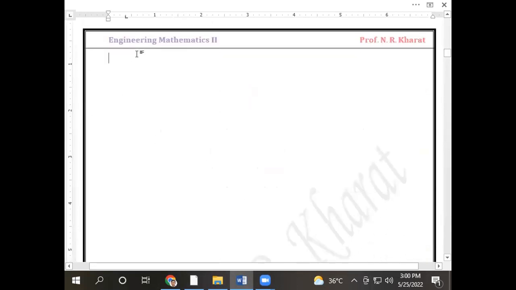Dear student, we know the integration of some standard functions. The integration of e raised to ax dx is e raised to ax upon a plus c, where c is the constant of integration. These are some of the standard integrations.